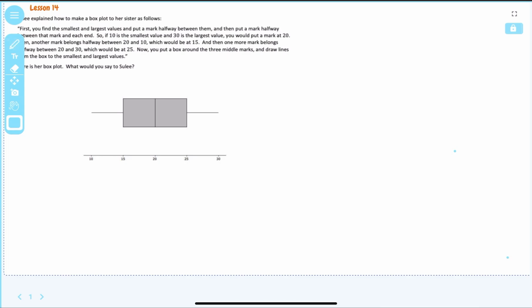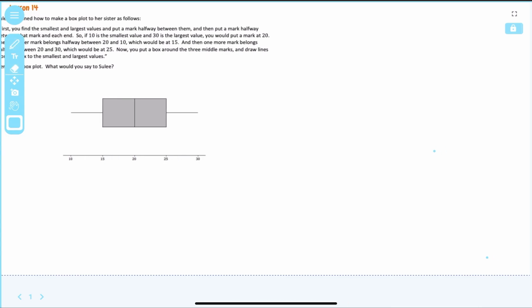So, let's just write out the steps on how to do it. Okay. She got the first part right. You can pick out the smallest and the largest. You need to find the minimum and the maximum, right? Then you got to find the median. How do you find the median?